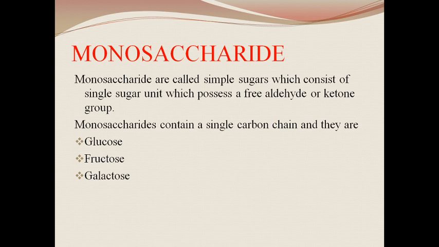Let us see monosaccharides. Monosaccharides are called simple sugars, which consist of a single sugar unit. Mono means single. Saccharide means sugar. So monosaccharides contain a single carbon chain. The monosaccharide examples are glucose, fructose, galactose.